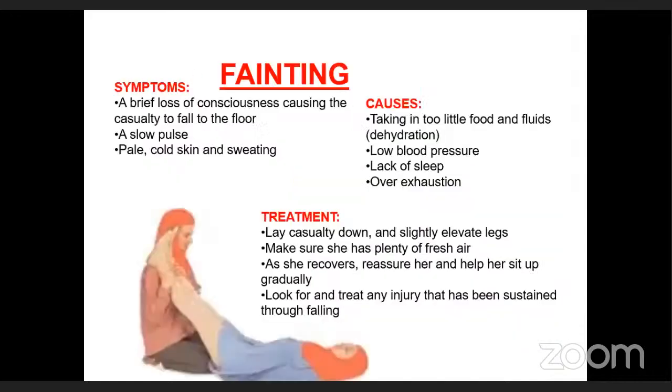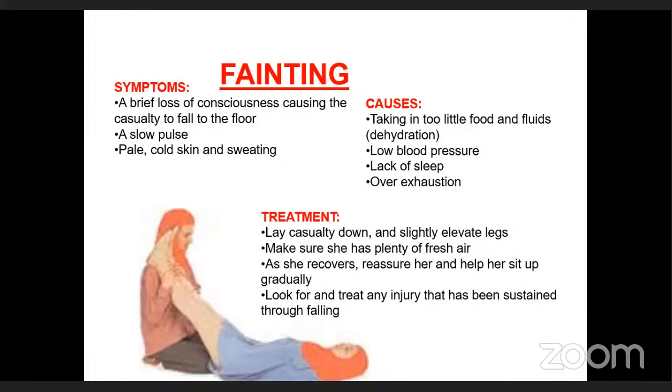Okay, so what are the causes of fainting again? When one has taken too little food and fluid, dehydration can cause fainting. Low blood pressure can cause fainting. Lack of sleep can cause fainting. Overexertion can cause fainting. If one has exhausted himself, work fatigue can cause fainting. So what are the symptoms? A brief loss of consciousness, causing the casualty to fall to the floor. Then the pulse will be very slow. The person will look pale, the skin will be cold, and of course, they'll be sweating.